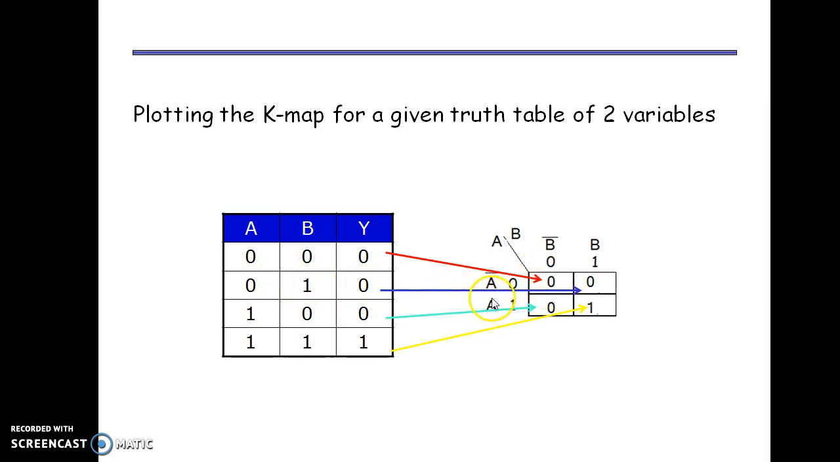For input 0 1, the output is 0. Similarly, for input 1 0, the output is 0. So outputs are at the intersection of the inputs, we can say.